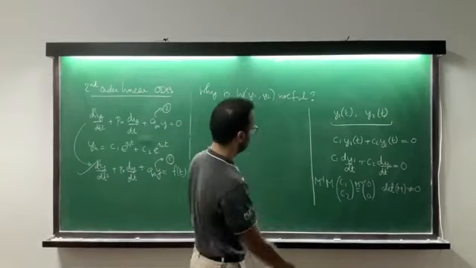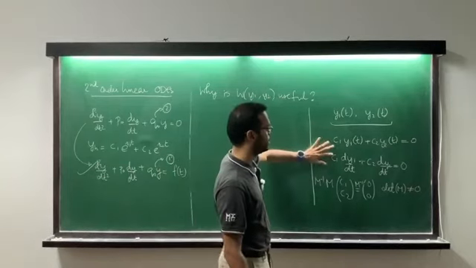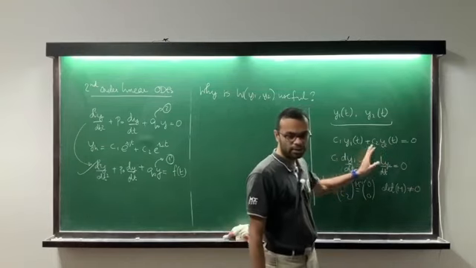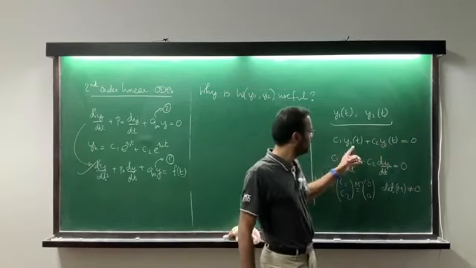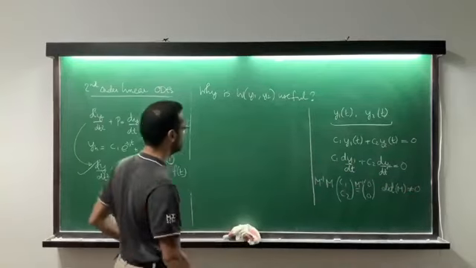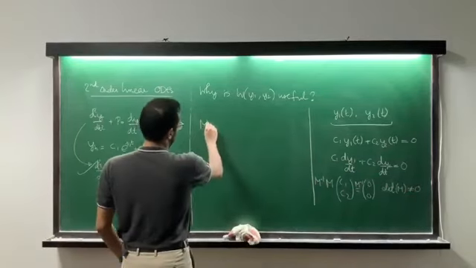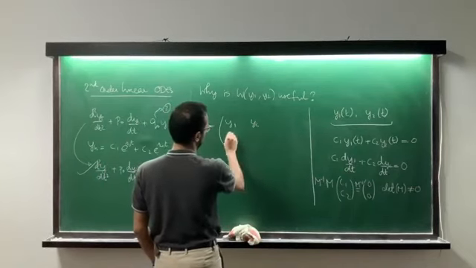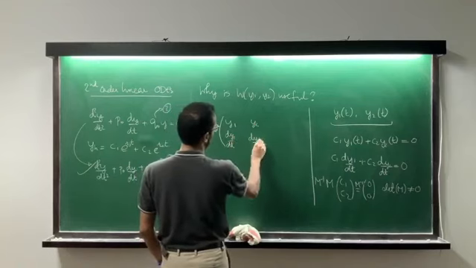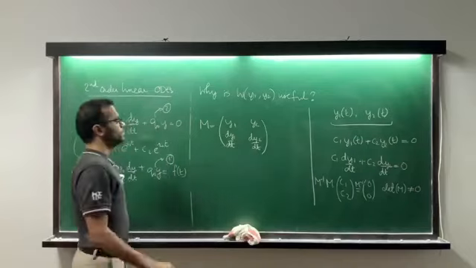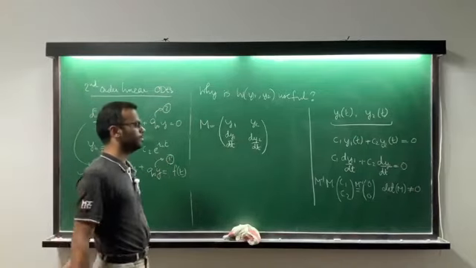I have set up these two equations, and I said that if you can find non-zero c1 and c2 such that both of them are simultaneously satisfied, then y1 and y2 are not linearly independent. They're dependent on each other, just like the vector space case. I've just recast this in this form. So this is y1, this is y2, this is dy1 by dt, this is dy2 by dt. That's what m is.